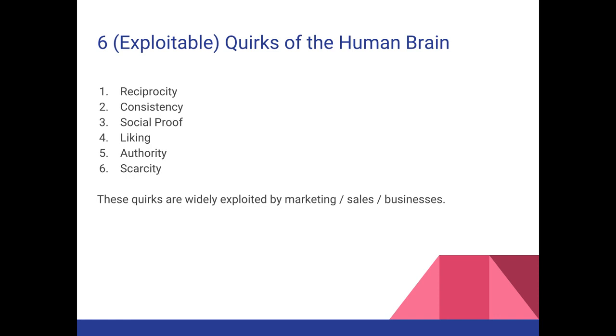And so, in the next part, I want to explore 6 widely exploited quirks of the human brain, and they are reciprocity, consistency, social proof, liking, authority, and scarcity. Before you go on thinking about how to exploit them for penetration testing or whatever, you should understand that these quirks are already widely exploited by capitalism, by marketing, by advertising, by sales, and businessmen every single day. By the end of this part of the lecture, you'll see why, and maybe your eyes will be open some.